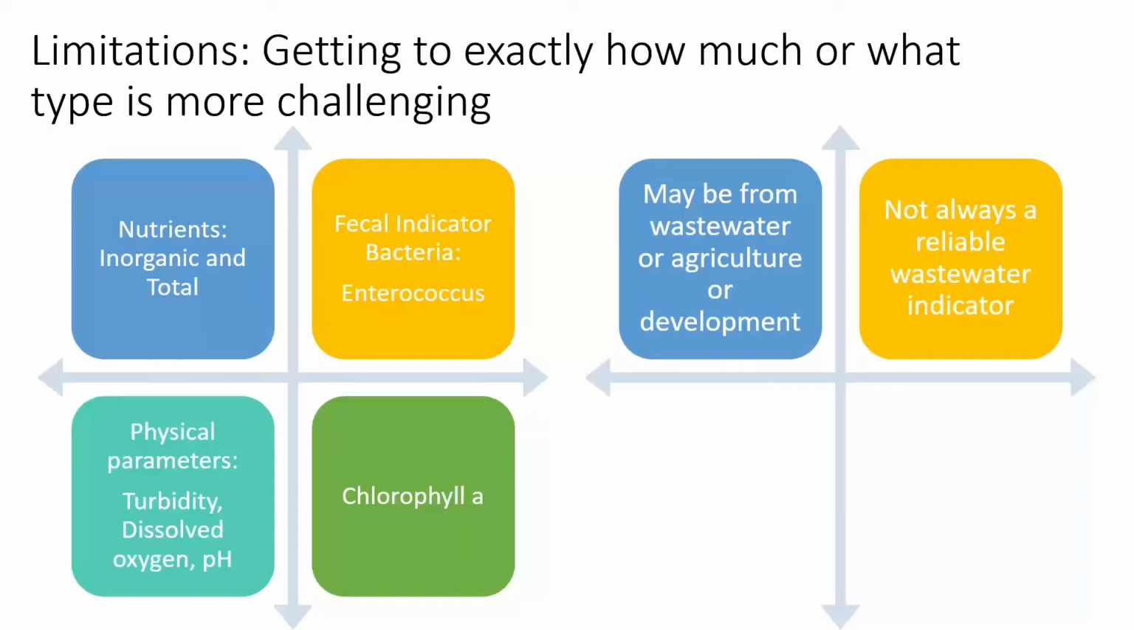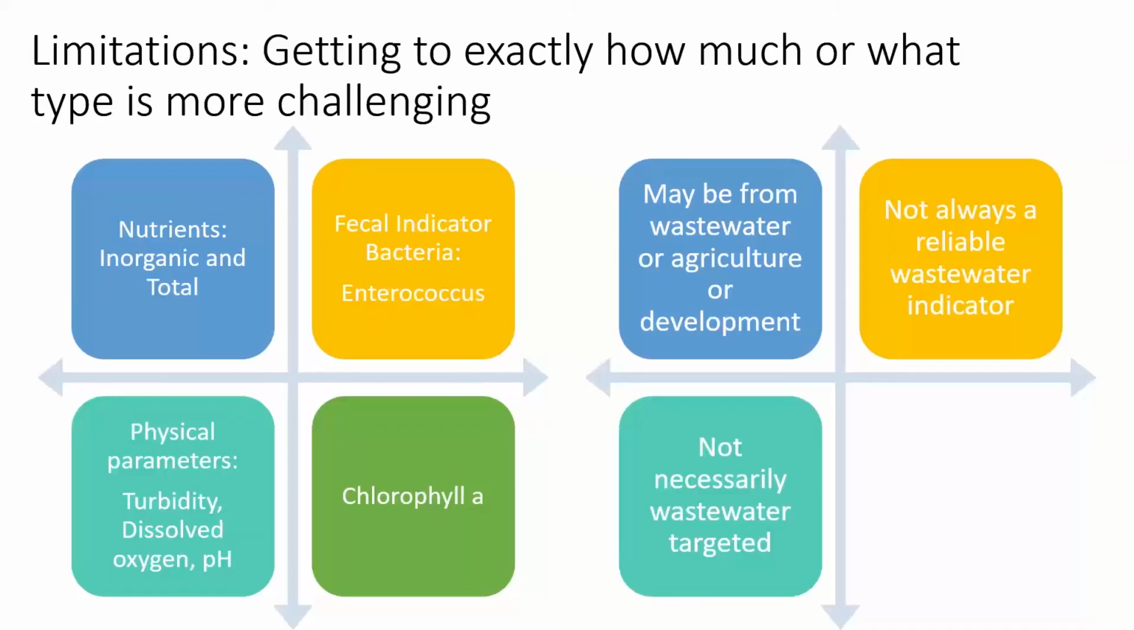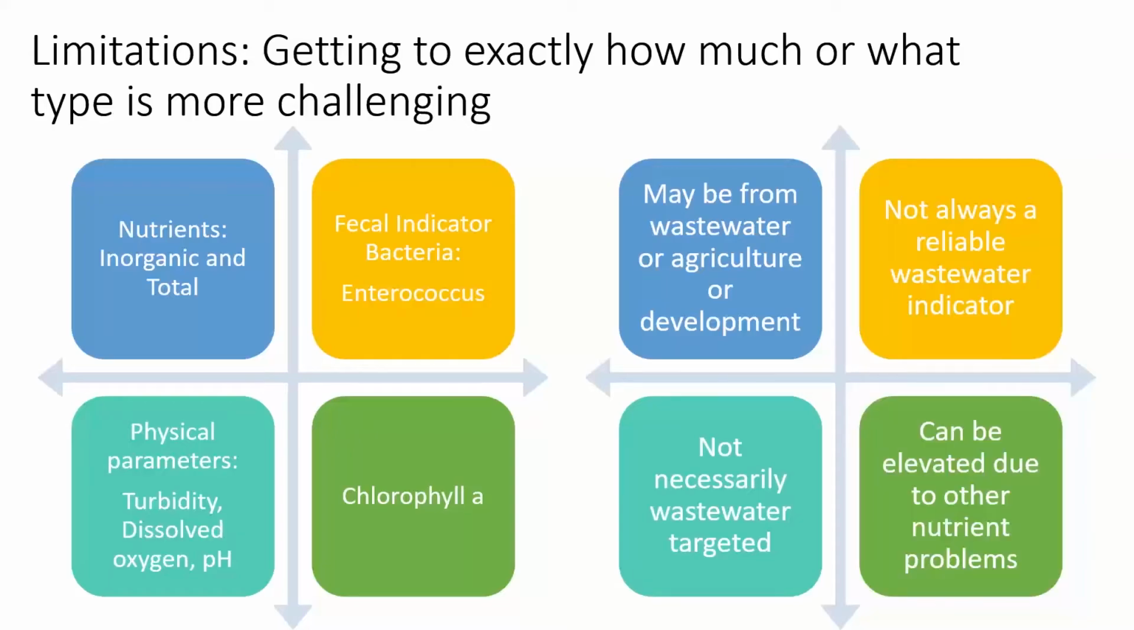Fecal indicator bacteria like Enterococcus are known for having issues in tropical places because it also lives in the soil. It's not an exact indicator that necessarily ties directly into wastewater. And there are lots of our colleagues who are working to improve this, but it's not good for just wastewater necessarily. For physical parameters, you can have low dissolved oxygen, but you might have other concerns that are not necessarily wastewater. And same for chlorophyll A. It's kind of a generalist. It's not necessarily going to say wastewater.